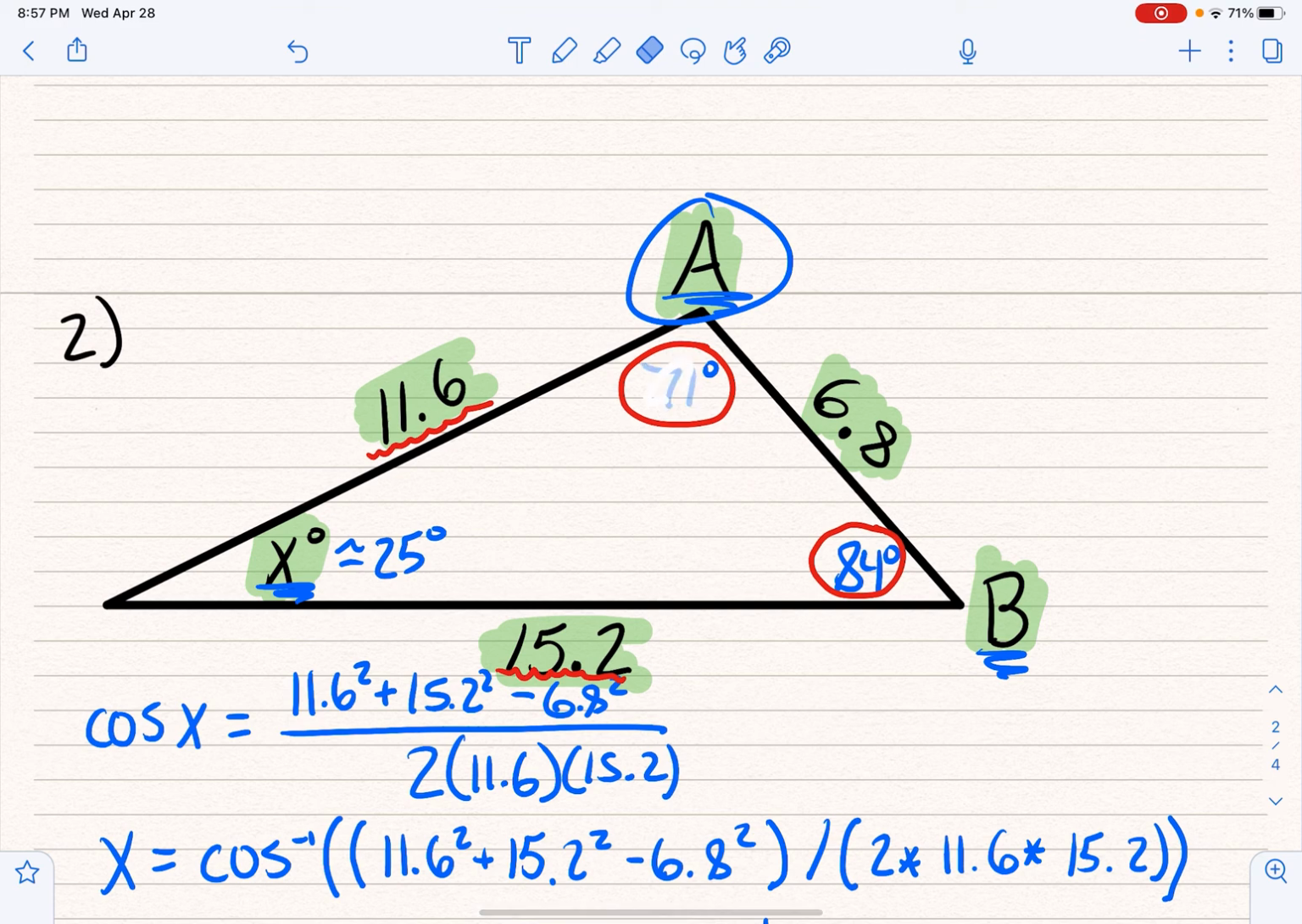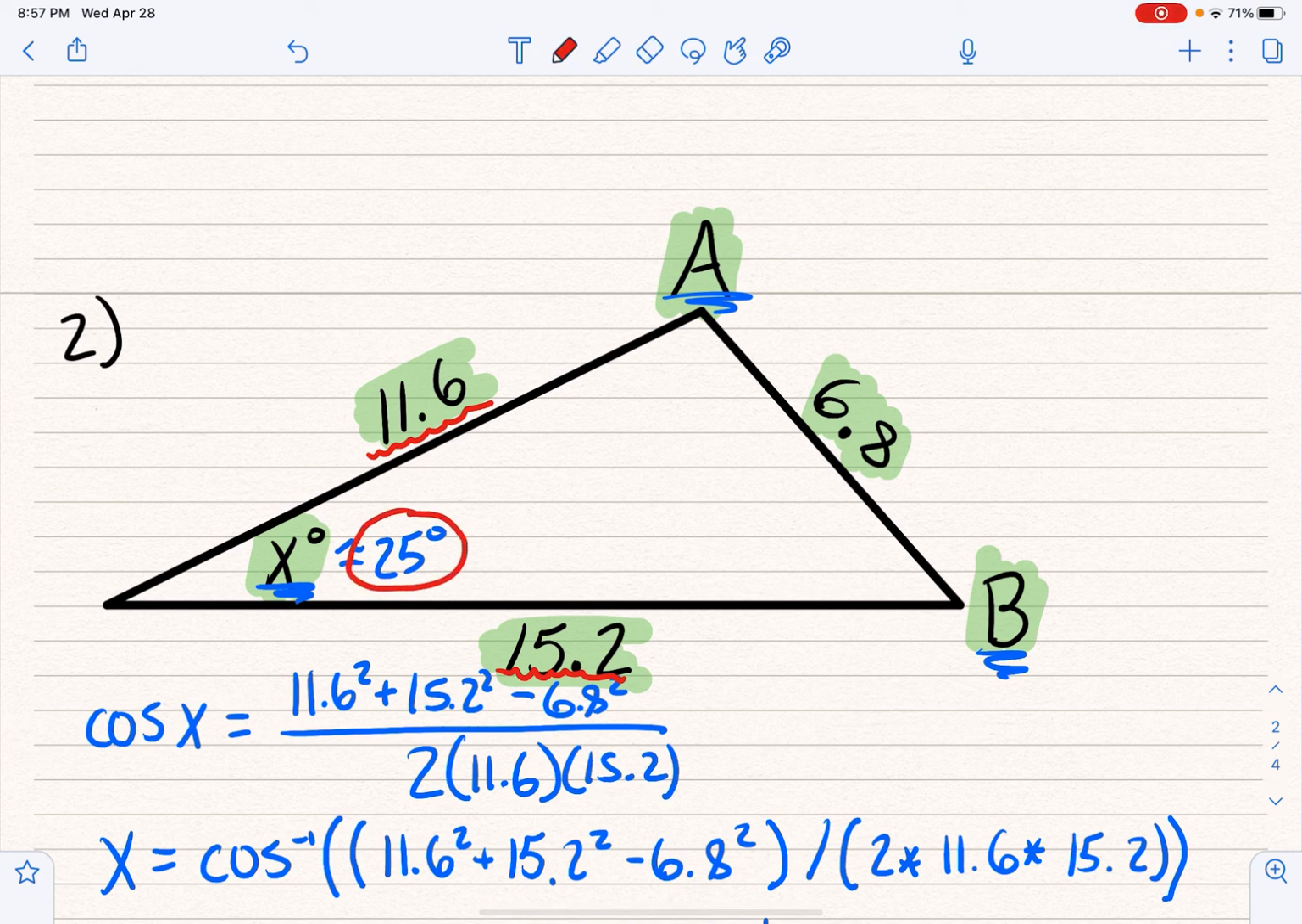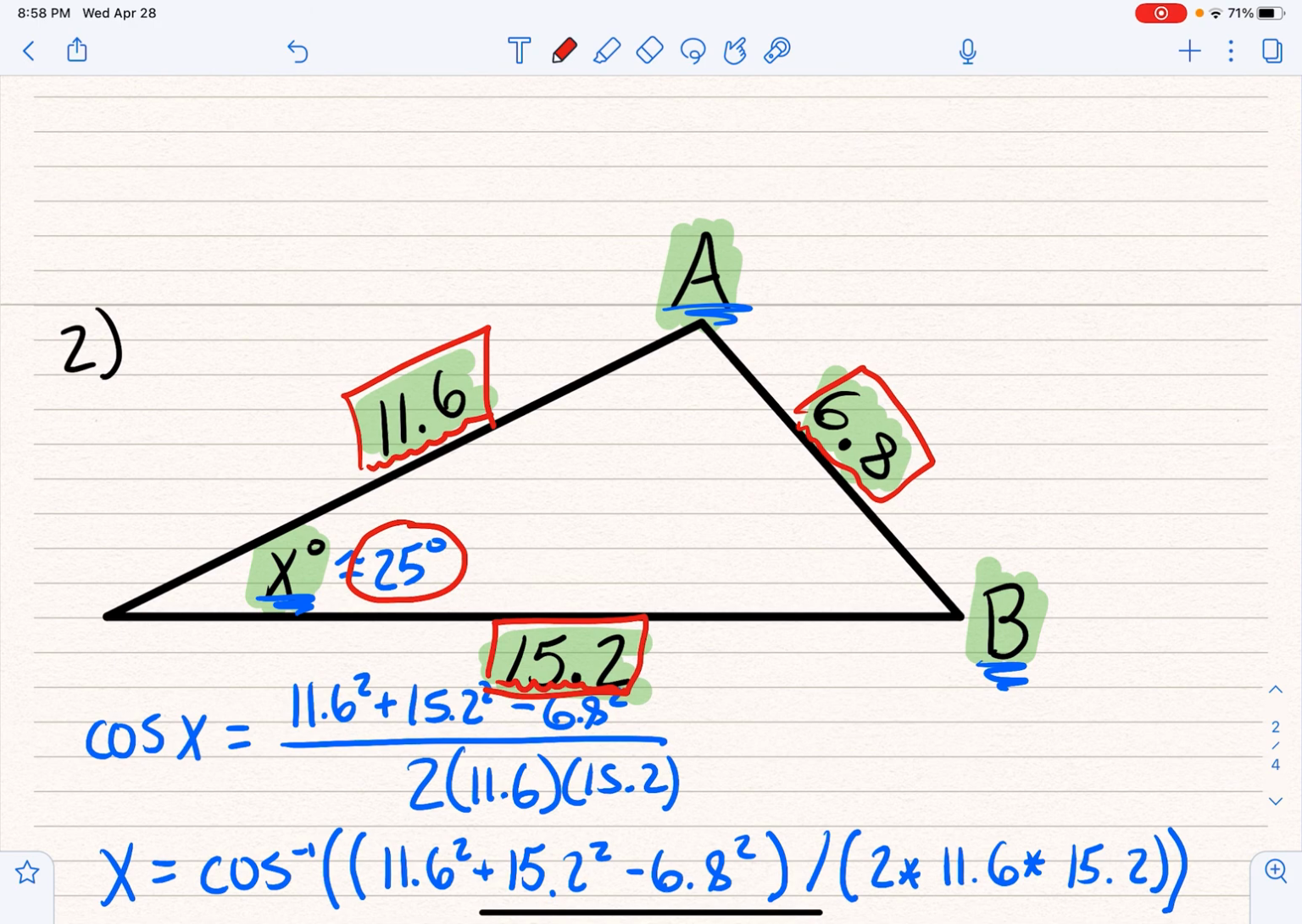When you're doing this, and let's say you just started this problem and you found out that x was 25, your basic rule from here on out is to look for the angle opposite the next smallest side. Don't go to the biggest side, like this 15.2, but go to the next smallest side. If you already did the medium size, then go to the very smallest. But in this case, we already did the smallest side, 6.8, because that was opposite of the x. So now let's go to the 11.6, and let's see how this works out.